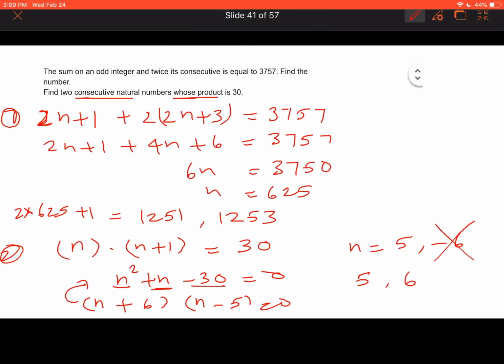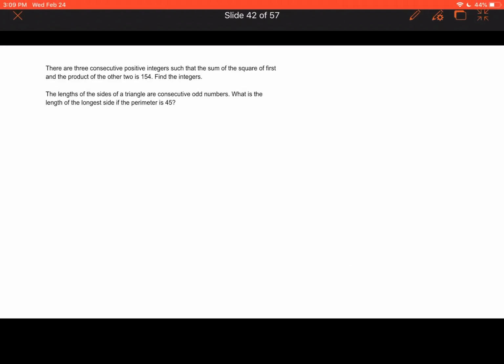Maybe for some kids you can practice it and it will be easy for you. Okay, then there are three consecutive positive integers such that the sum of the square of the first. So first we will take three positive consecutive integers: n, n plus 1, n plus 2. The sum of the square of the first, so this is the square, and it's going to get added to the product of the other two.